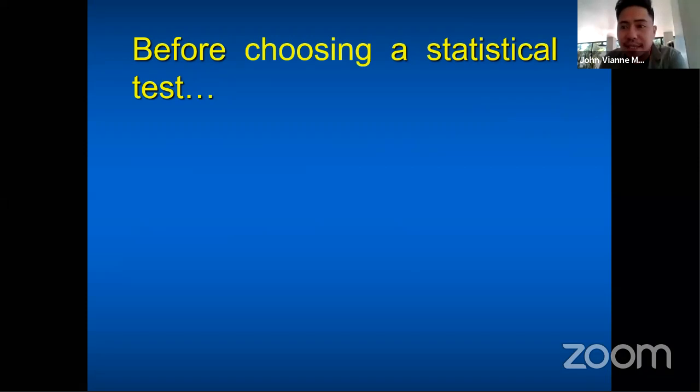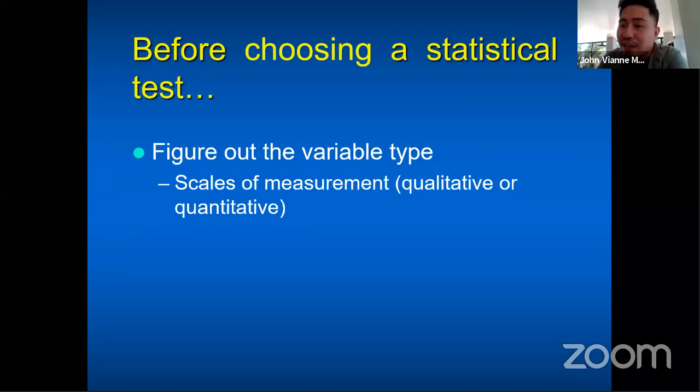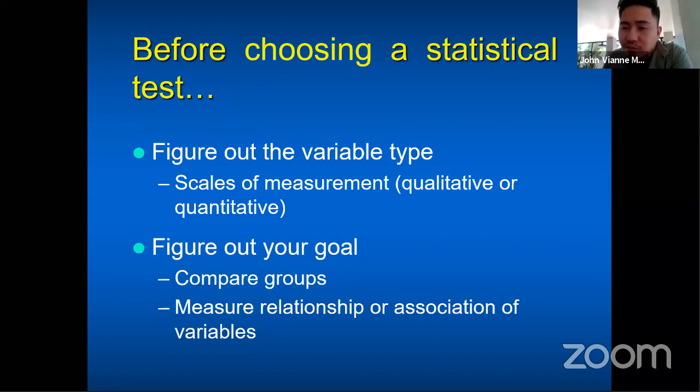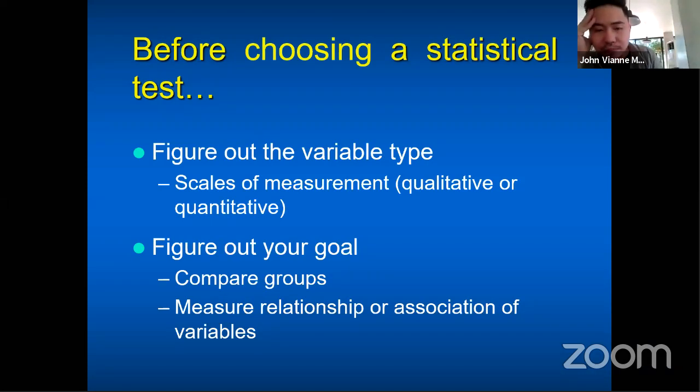So before choosing a statistical test, this includes the following. So figure out the variable type. Ito yung pinaka-importante na hindi siya usually alam ng mga researchers. So you need to figure out what variable are you using. So we can have scales of measurement. It's either a qualitative variable or a quantitative variable. So figure out your goal. So what do you want to do? Are you going to simply measure? Are you just going to compare groups? Or are you interested to measure relationships among variables? So you need to figure out which suits you better.